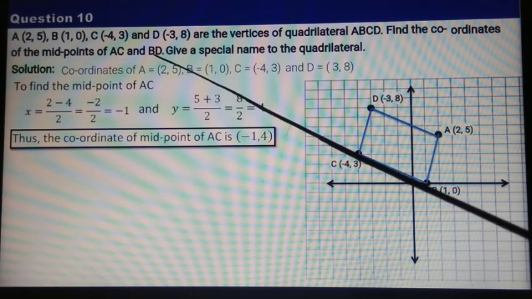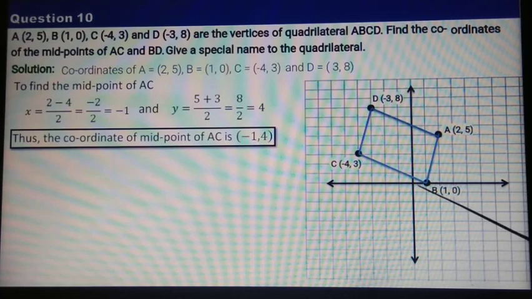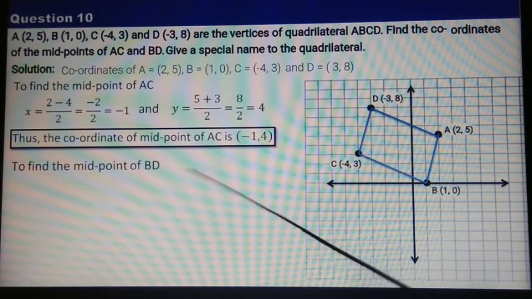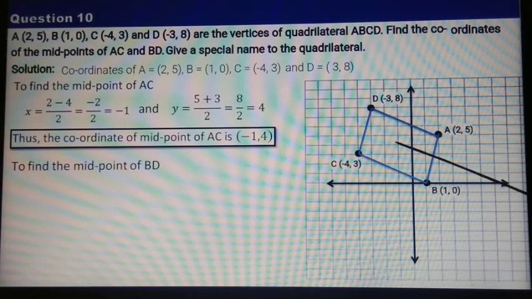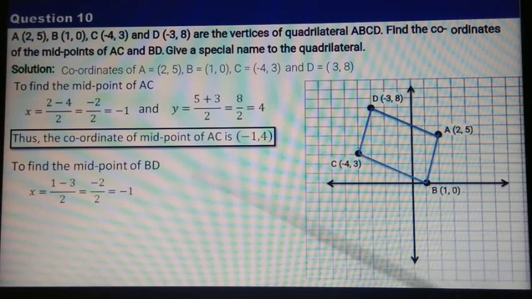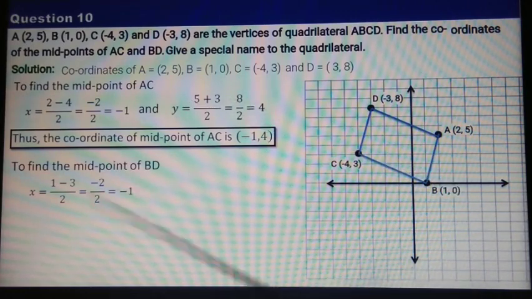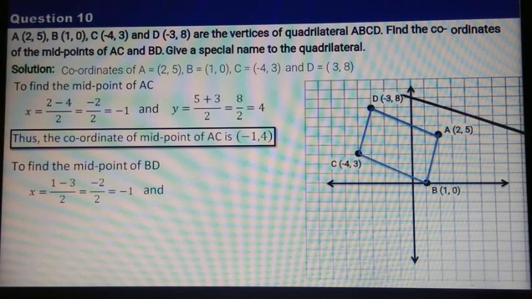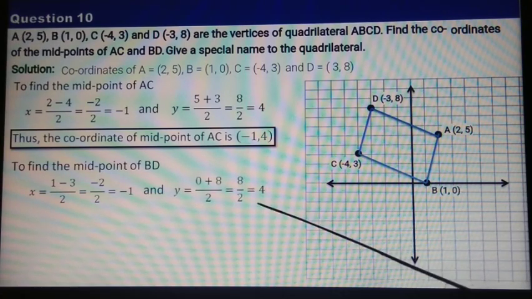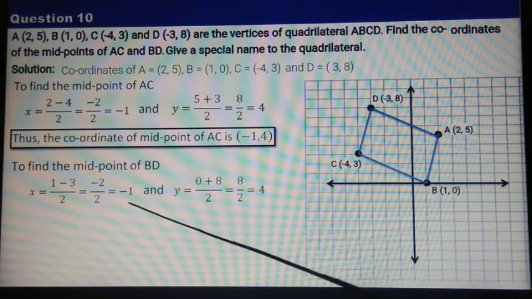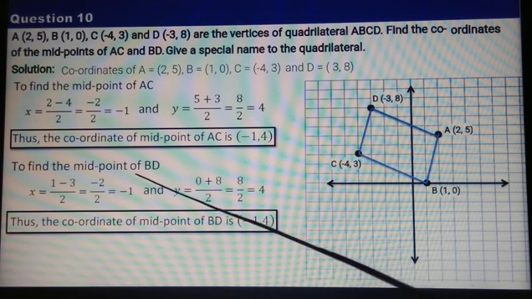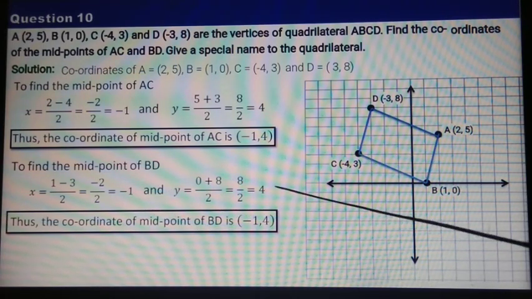Similarly, let's find the midpoint of BD, that is this one. To find the midpoint of BD, if I again call the midpoint x comma y, and this x1 y1, this x2 y2, then x will be equal to (1 minus 3) whole divided by 2, which turns out to be minus 1, and similarly y will be equal to (8 plus 0) by 2, which turns out to be 4. So the midpoint of BD will be minus 1 comma 4.